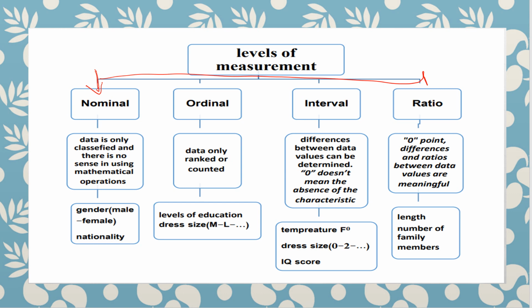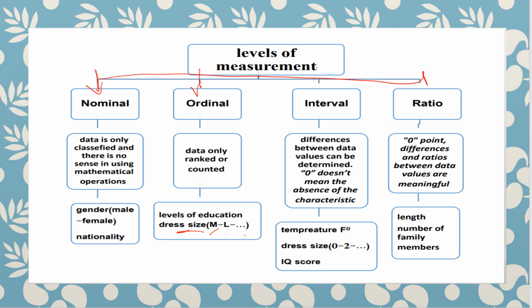The second level of measurement is the ordinal level. At this level, the data can only be ranked or counted, such as the levels of education and the dress size. But notice here, the dress size should be medium, large, small, not numbers. It must be categories, not numbers.